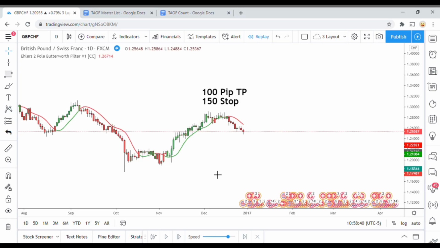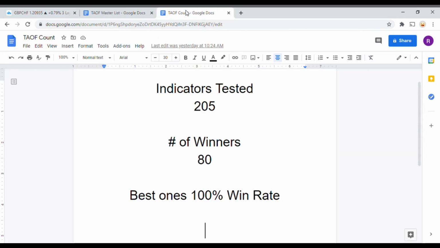Alright, as I said, today we will be testing Ehlers 2-pole Butterworth filter. But before we do, I wanted to put the indicator scoreboard up for everyone to see. So to date, we have tested 205 indicators. And out of those 205 indicators, 80 of them have been winners, which means that they have met or exceeded the 60% win-loss ratio threshold that we have set for them. The best ones so far were able to achieve a 100% win rate.